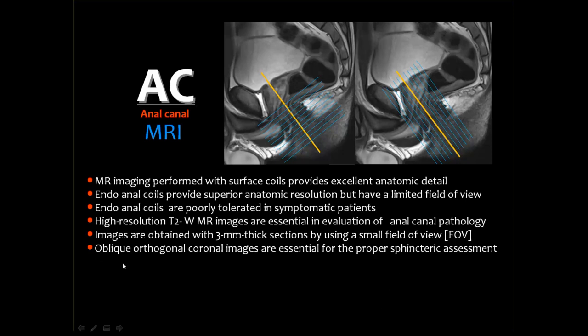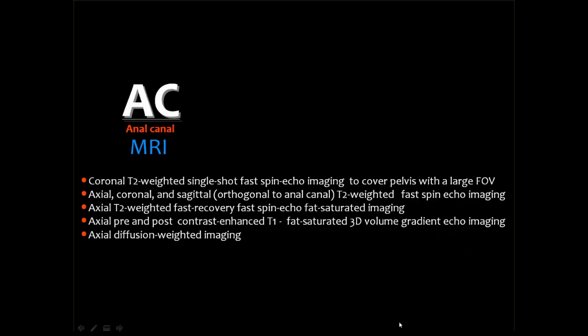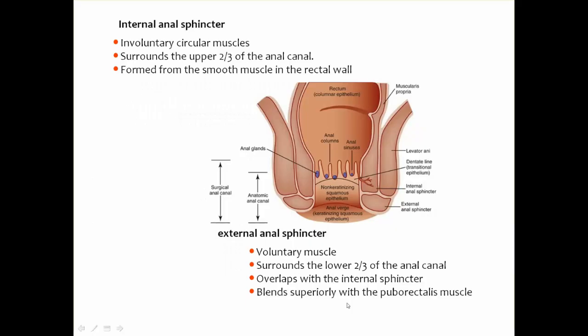That's what we call the oblique orthogonal coronal images, which are very essential for evaluation of the anal sphincters. Then we agreed about the bulk sequences needed, and we will repeat this many times, but you should stress on the T2 high resolution imaging in the three planes orthogonal to the anal canal: axial, coronal, and sagittal. Then you may have fat suppressed images before and after contrast injection.